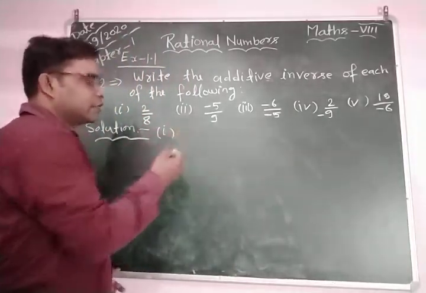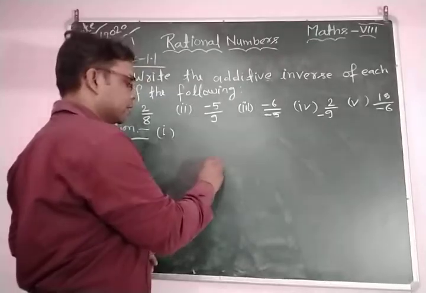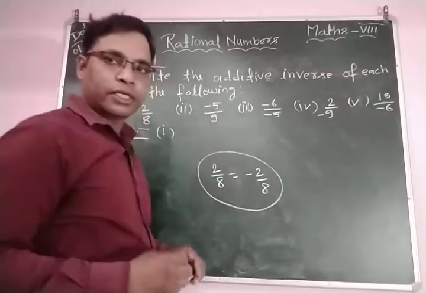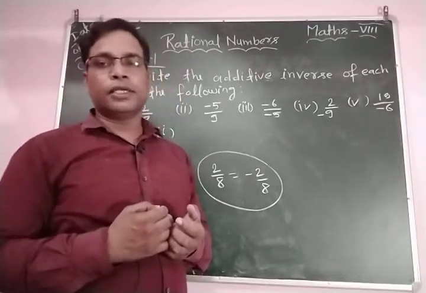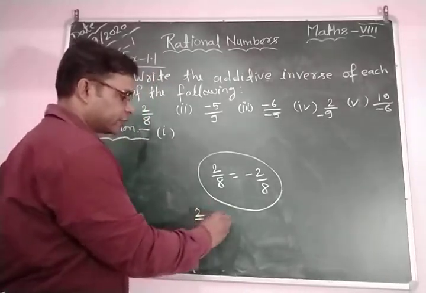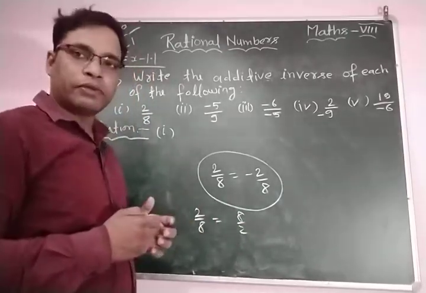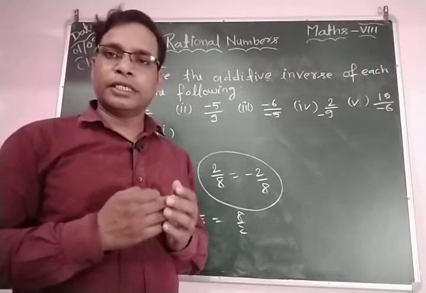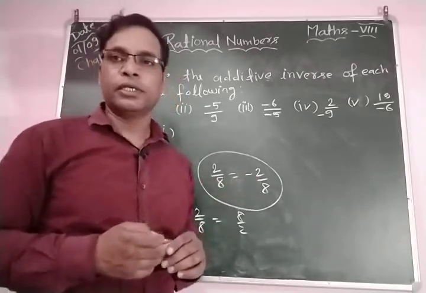So first, some students in the examination write the additive inverse of 2 by 8 like this: 2 by 8 is equal to minus 2 by 8. Okay, this is totally wrong. Don't write like this. And some students, when asked for the additive inverse, write the reciprocal or multiplicative inverse like this: 2 by 8 is equal to 8 by 2. This is also wrong. Okay, use the proper way. If you want maximum marks in the examination, then write it the proper way, not like that. This is the wrong method.